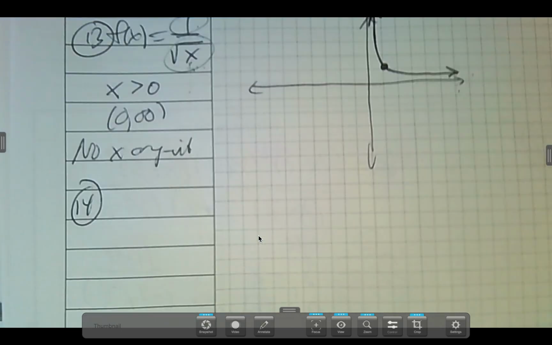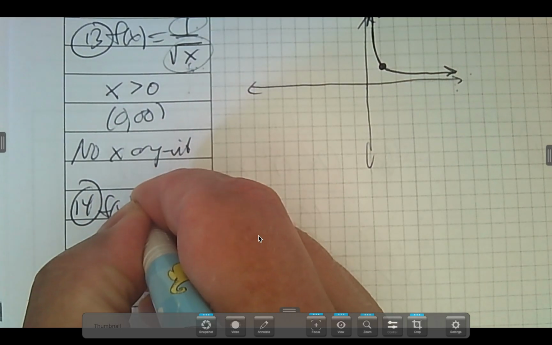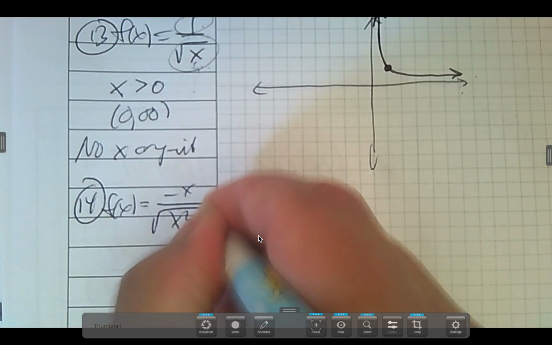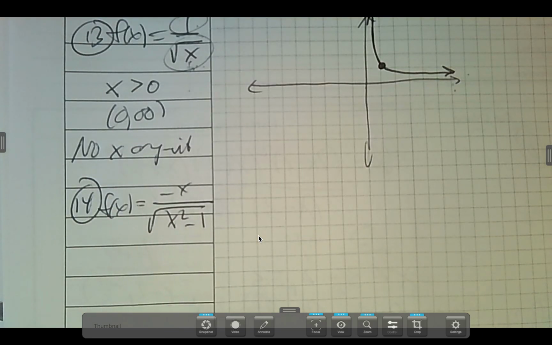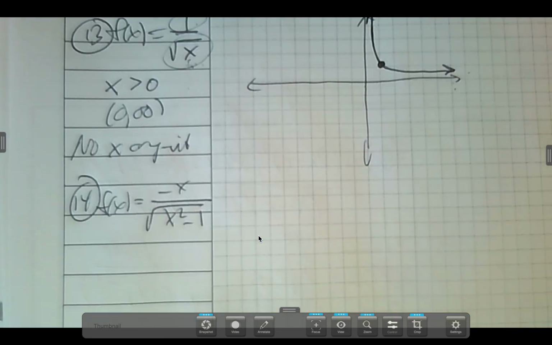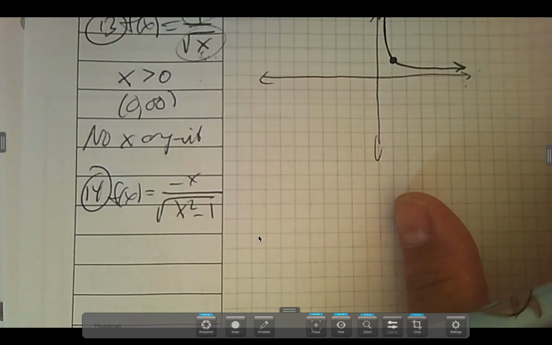Last one to graph. I'm sure you're sad about that. So negative x over the square root of x squared subtract 1. I said, hey, that's the same as problem 3. So I'm going to go back to problem 3 and think, what did we already discover? I don't want to reinvent the wheel.